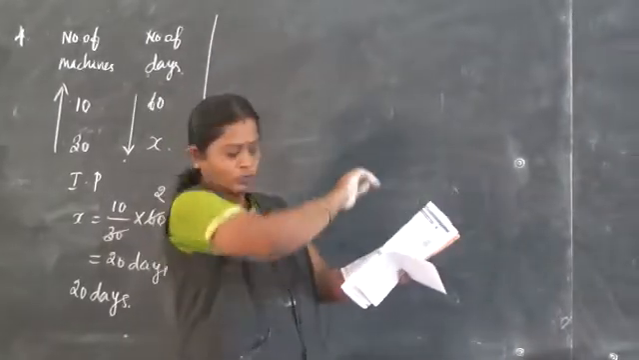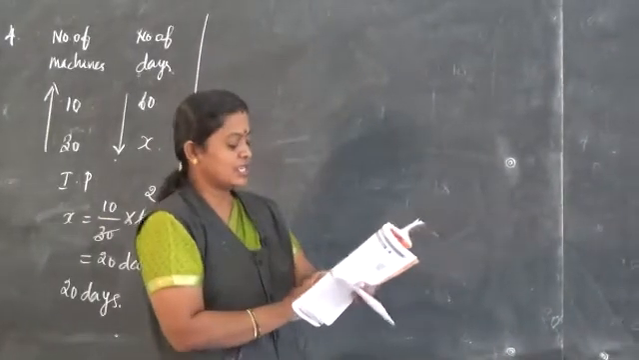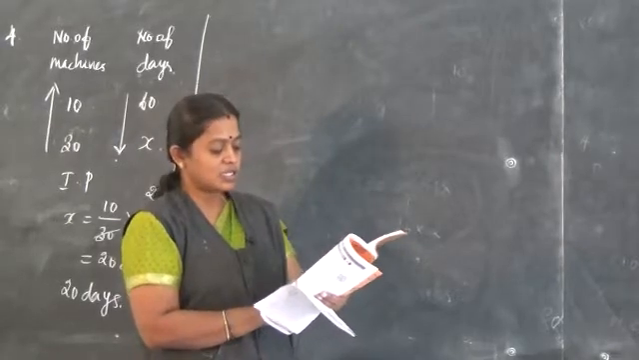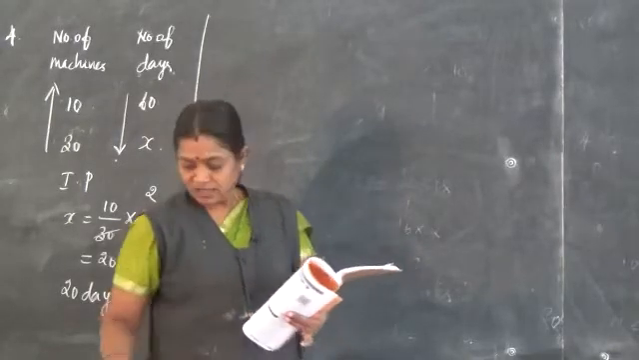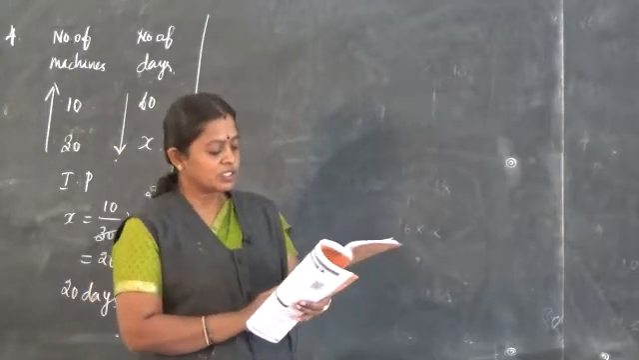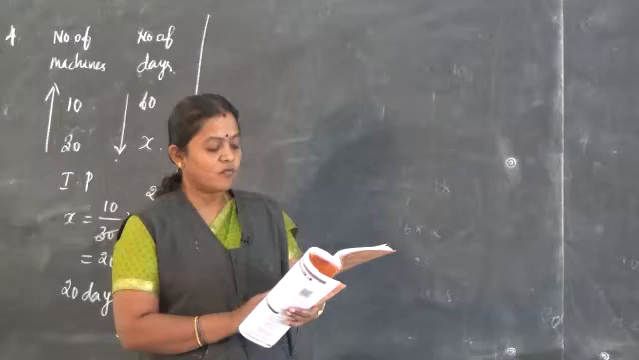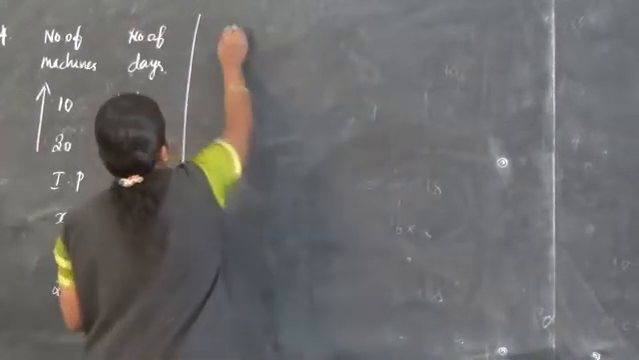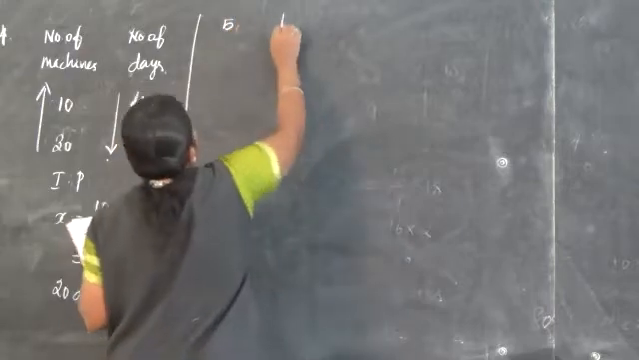Now come to the fifth one. 40 students stay in a hostel. They had food stock for 30 days. If the number of students is doubled, then for how many days will the stock last? How many students are staying? 40 students.